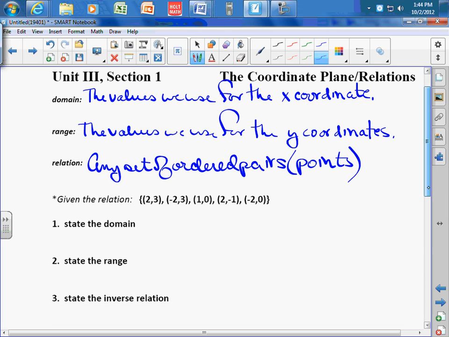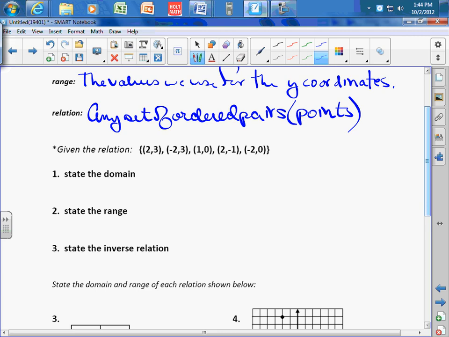So given the relation, this is a relation: 2, 3, negative 2, 3, 1, 0, 2, negative 1, and negative 2, 0. This is a relation because it's merely a set of points. And if I were to state the domain, what we would do is use capital D for domain. All sets of numbers are indicated by a bracket. And I just want to know what numbers am I using for the x coordinates. Well, I'm using a 2. I'm also using a negative 2. I'm using a 1.